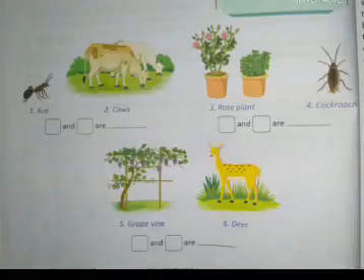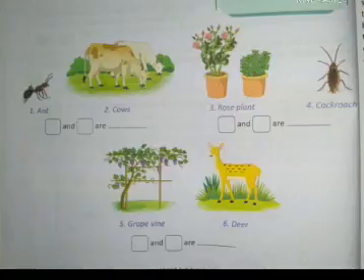Now, if you notice number 1, the ant, and number 4, the cockroach, they are insects, so 1 and 4 are insects. Again, number 2, the cows, and number 6, the deer, are actually animals, so we can group them as animals. The next ones, number 3 rose plant and number 5 grapevine, are plants. So this is how we group.